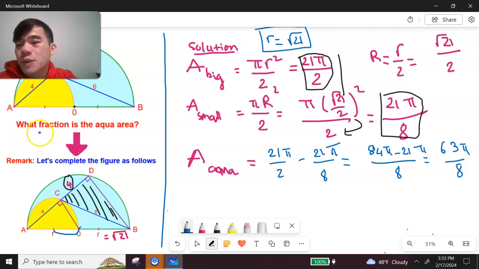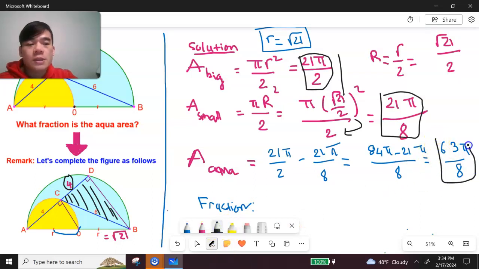Because the question asks what fraction is the aqua area, you need to take this one and divide by the original one, which means the bigger one right here. So the fraction should be 63 pi divided by 8, and then divided by 21 pi over 2. When you divide by a fraction, we need to flip it, so it becomes 2 over 21 pi. Now we just simplify pi and pi. 63 divided by 21 is 3, and the 2 simplifies with the 8 to give 4. So the answer should be 3 over 4.